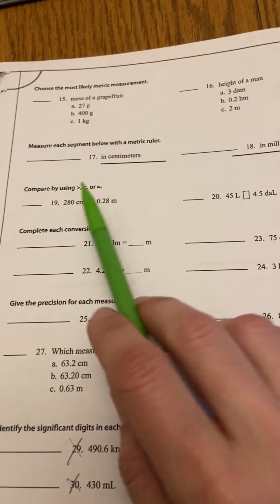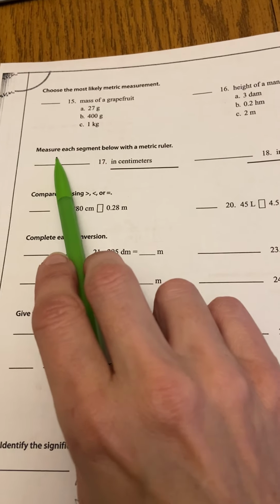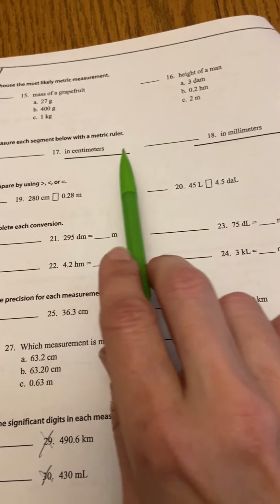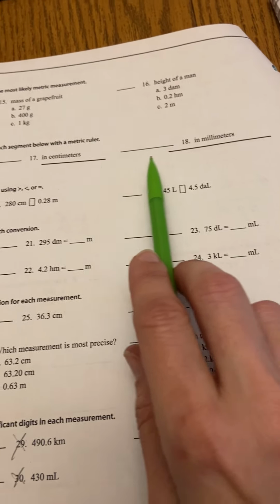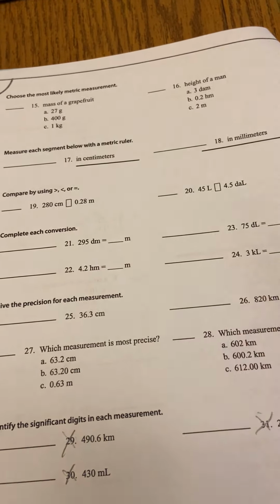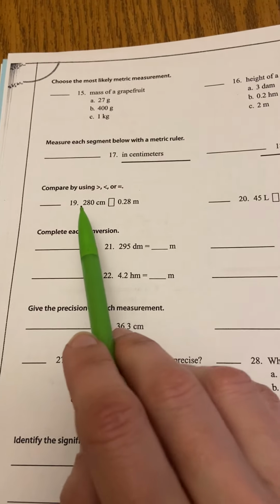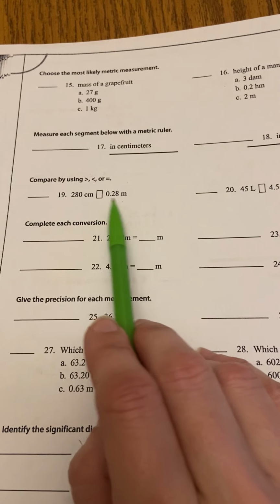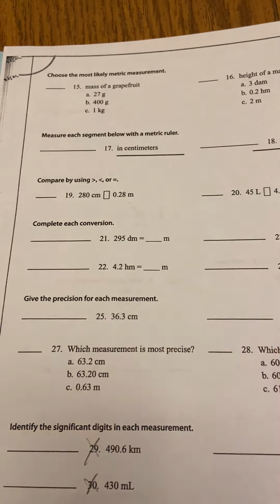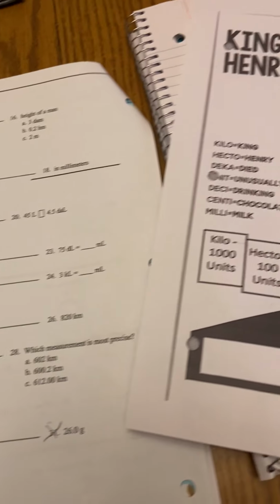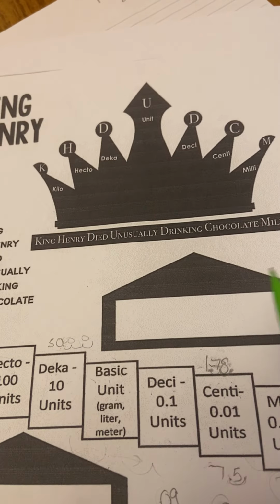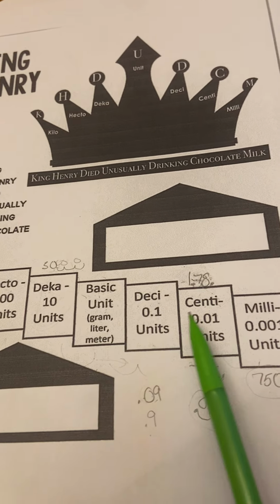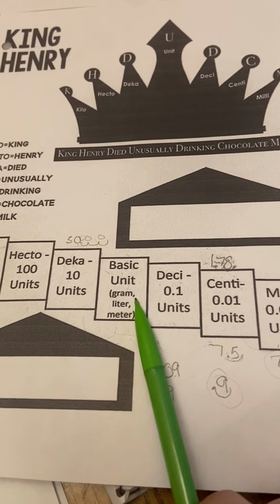Okay. So back up here, it says measure each segment below with a metric ruler. If you don't have a metric ruler at home, we'll just do this on Monday. It's all good. Centimeter, meter. Which one is bigger? Remember when we had our little King Henry died unusually drinking chocolate milk? And we went over this, moving the decimal point this way and this way.